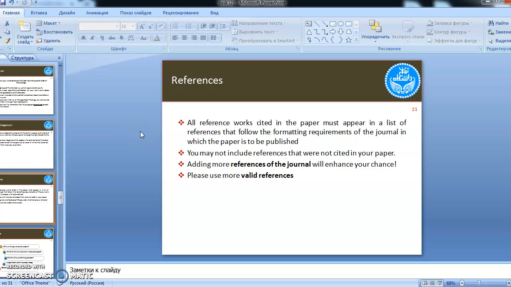So, references. Of course, any kind of research paper involves references, and all reference works cited in the paper must appear in a list of references. And in APA style, of course, we talked in the previous lessons about how to format APA style citations. If you have any questions about citation, you can watch our other videos about citation in research papers. And in your references, you should use more valid references, more valuable and related books. You should give the books and journals related to the topic.